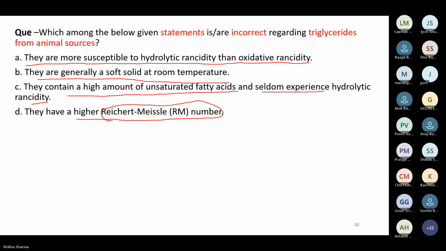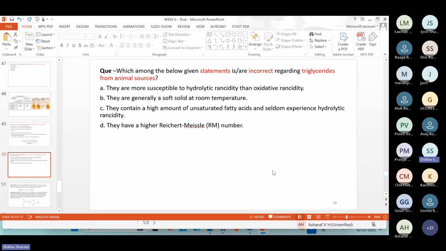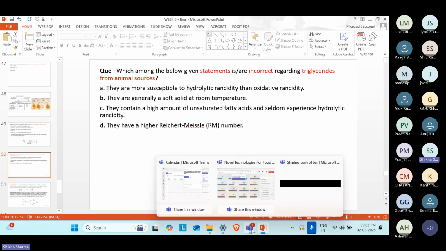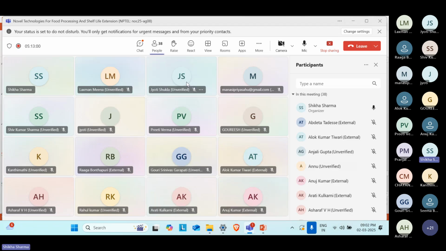Anyone? We have different numbers regarding lipids, like the saponification number, the iodine value, the Polenske value, the RM value, right?